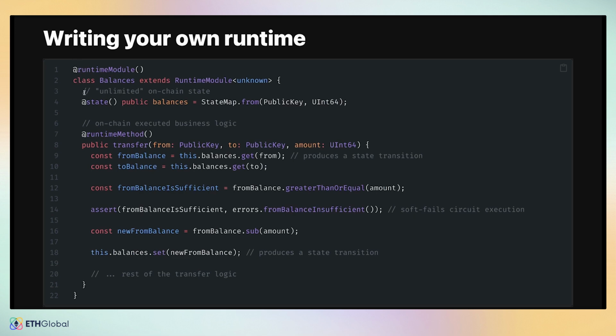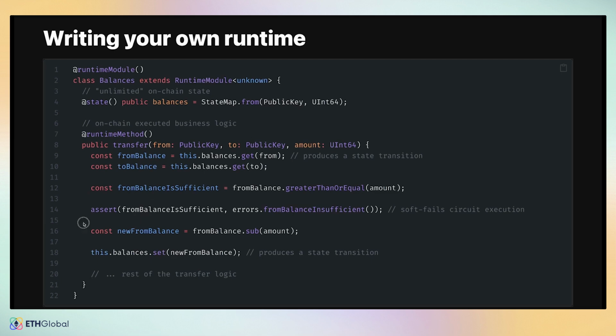Then, same as on the smart contracts, you have to define some state, with the difference that a Protokit runtime is not limited to 8 fields. And you can also use key value storage. We call that a map. So we want to store a map of balances. There's going to be a state map where the key is going to be a public key of the user, and the balance is going to be a UInt64.